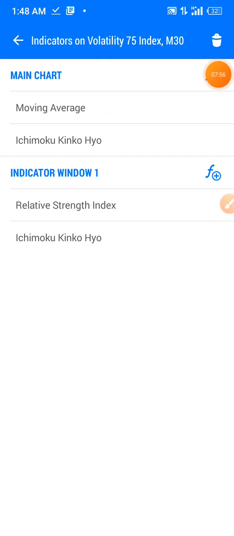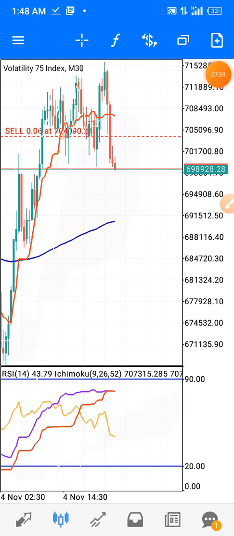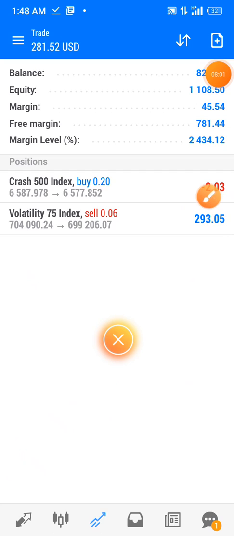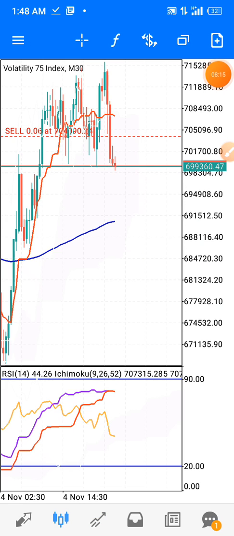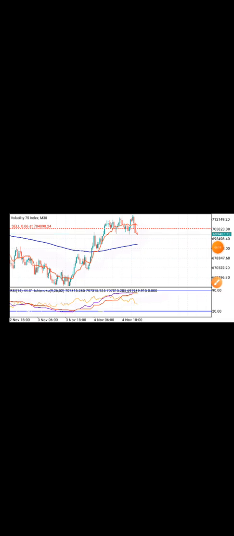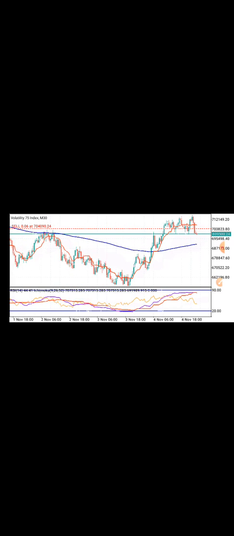Okay, so let's go back and look at the trade. It's still going. So there is nothing to worry about. This strategy is functioning. Okay, so let me teach you how you use it. Like I said, you must put your phone on a rotational mode if you are not using a laptop. So this is how it works.